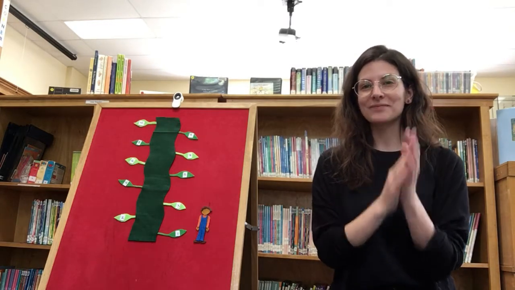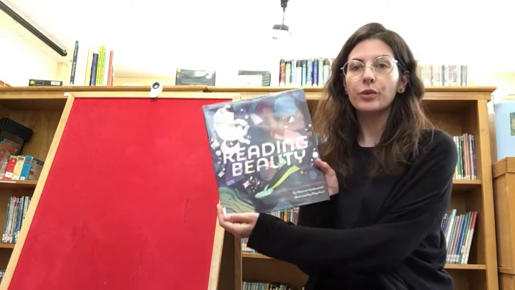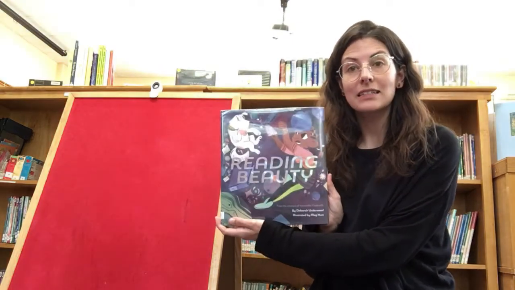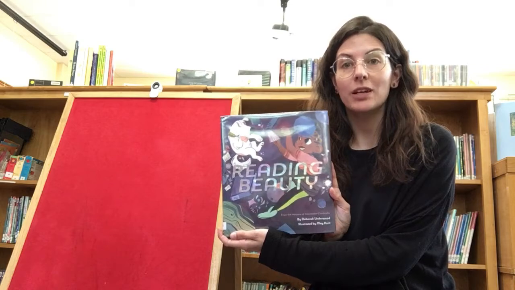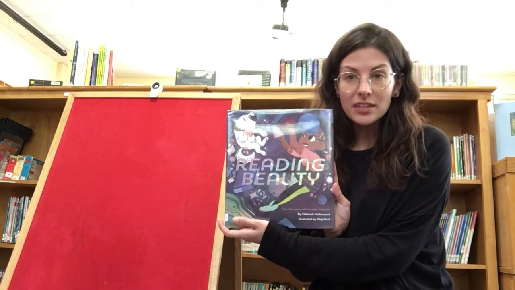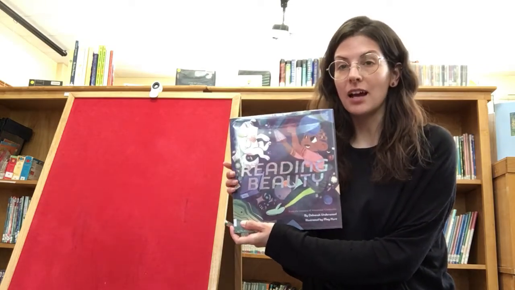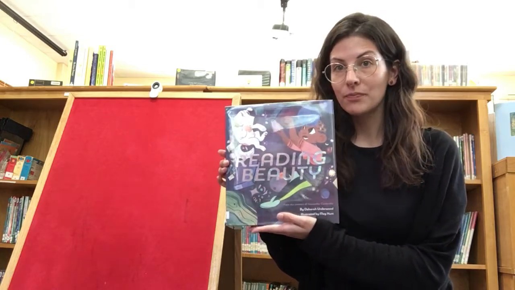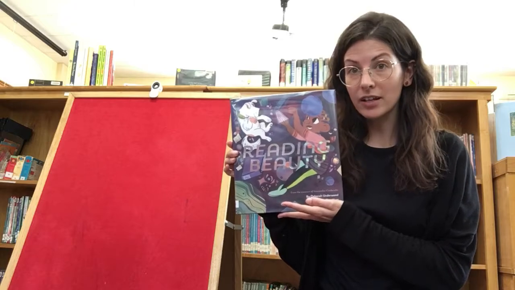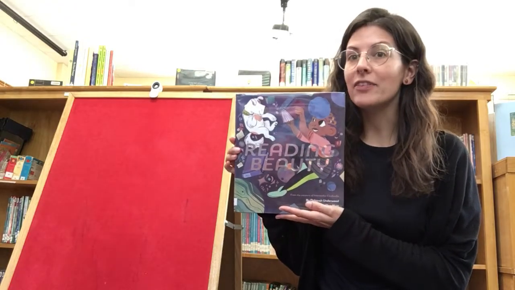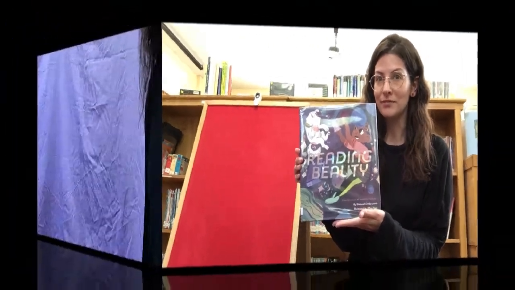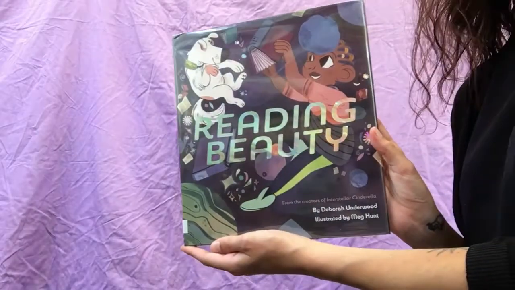Good job, friends. Our first book today is called Reading Beauty by Deborah Underwood, and it's illustrated by Meg Hunt. That means that she drew the pictures in the book. And this book is a retelling of a classic fairy tale that you might have heard before called Sleeping Beauty. See if you can spot the similarities or the things that are the same and the differences between traditional Sleeping Beauty and Reading Beauty.